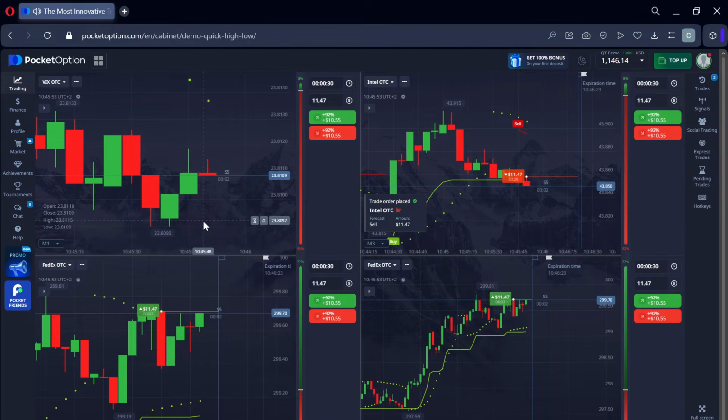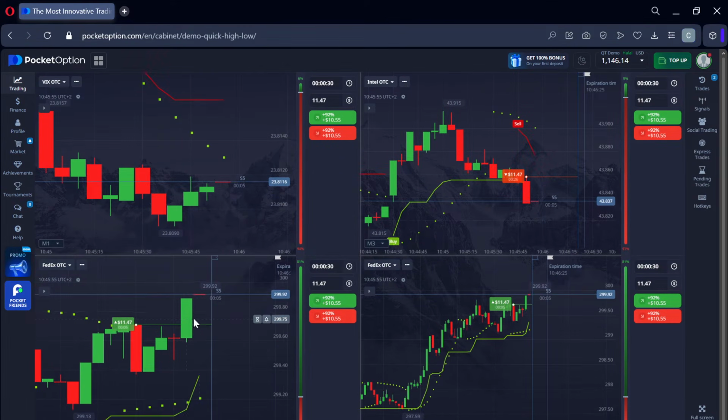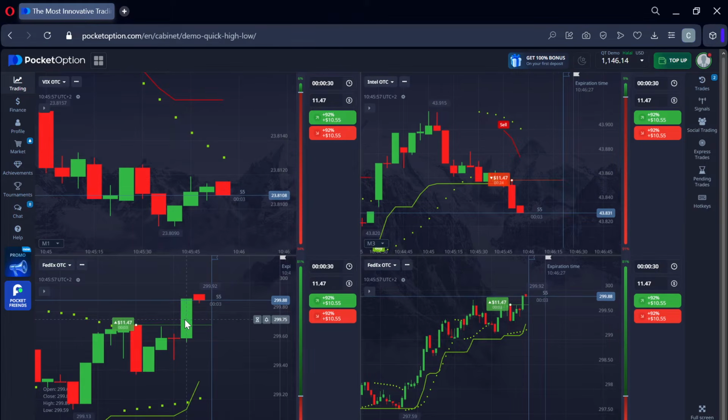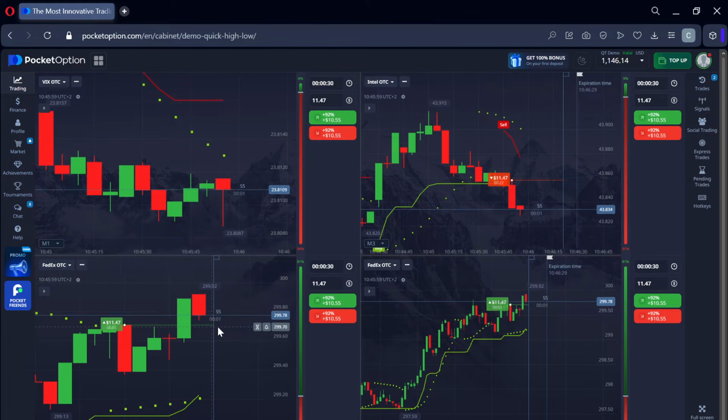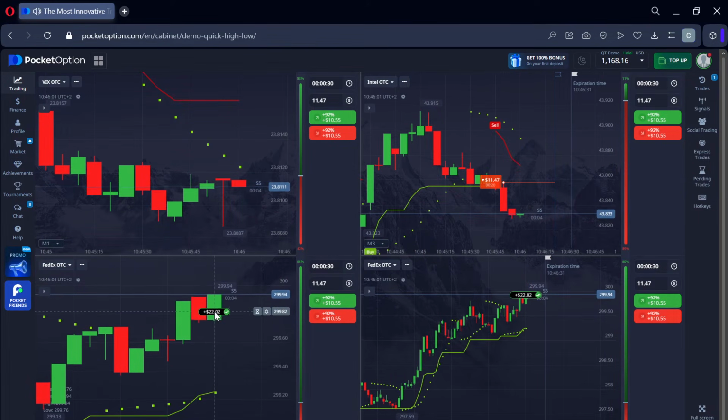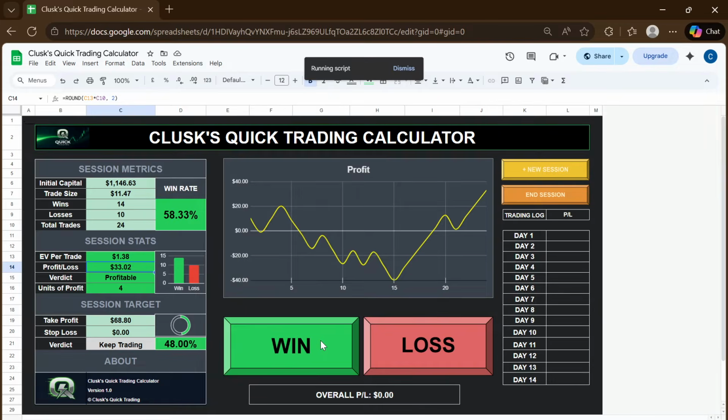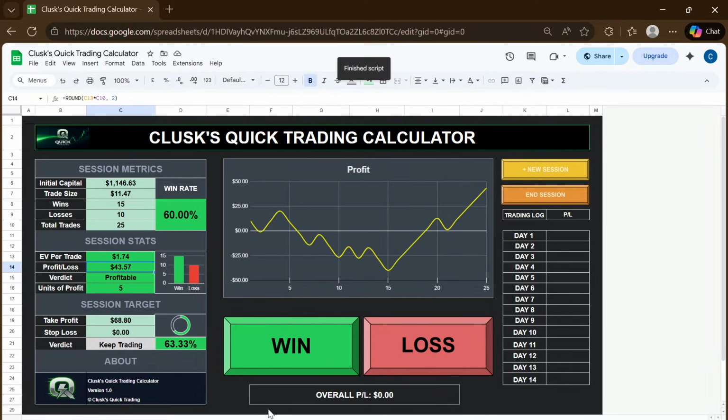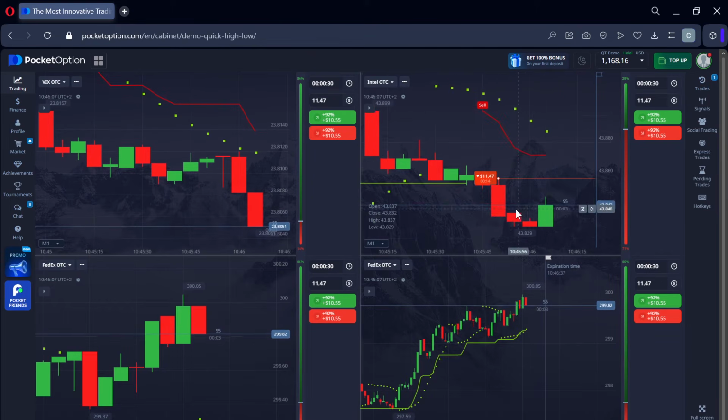If we win this too, we could actually pretty much be done. Looks like we're going to win this trade over here. And it looks like the beauty of this strategy is starting to play out. Here's another win. The edge of this strategy is starting to play out beautifully, which is what we want.